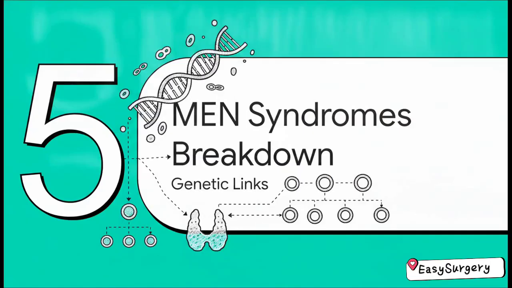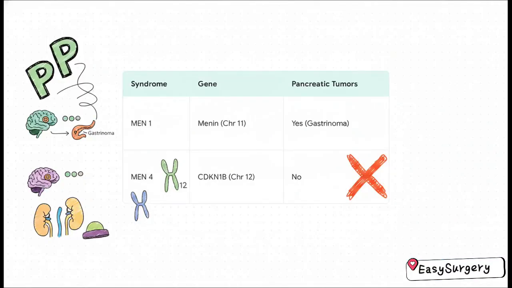We are finishing up our rapid-fire review with Section 5, MEN syndromes breakdown. Let's look at the genetic links. Let's break these down. Lock in the 3 Ps for MEN1, which is also known as Wermer syndrome, driven by the menin gene on chromosome 11. You get pituitary tumors, most commonly prolactinomas, parathyroid adenomas, and pancreatic endocrine tumors, most commonly gastrinomas.